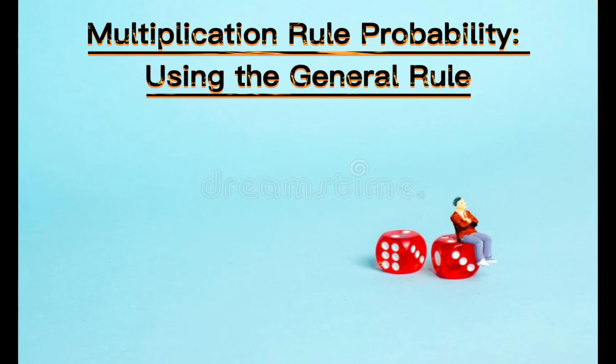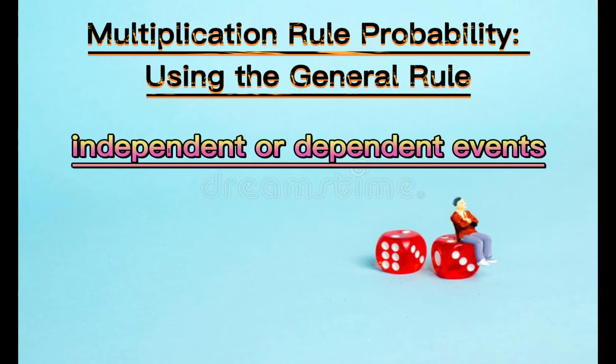The next one is the multiplication rule of probability using the general rule. This rule can be used for any events, both independent and dependent events. You still have to multiply two numbers, but first you have to use a little logic to figure out the second probability. So first, let's define independent and dependent events.